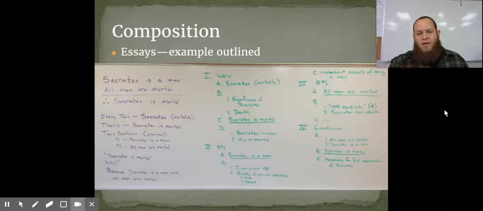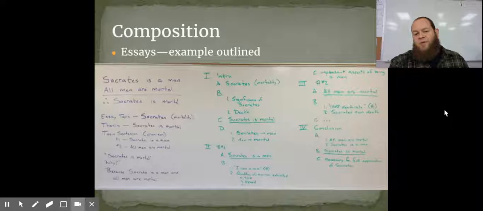Okay, I've got my introductory paragraph. I want to establish the topic. The topic is Socrates' mortality. Now, what are some things that I might want to go into before I present my thesis that Socrates is mortal? Well, the significance of Socrates, first off, and secondly, maybe the nature of death, right? Okay, cool. So then I present my thesis, Socrates is mortal.